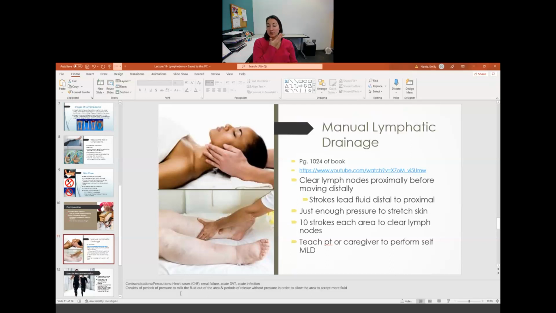I'm just kind of showing you. You would push on the area down and release and push and release to try and allow the fluid to fill back up before you push it out again.